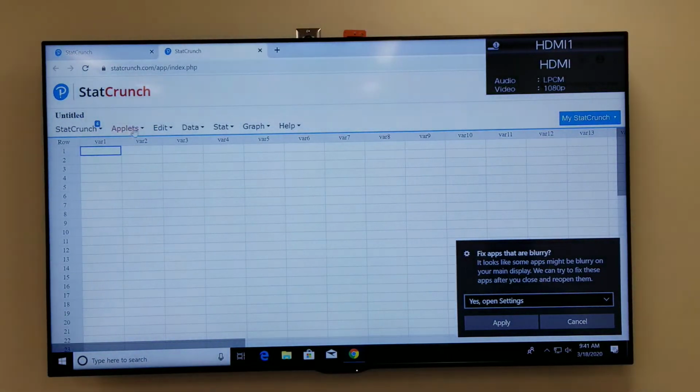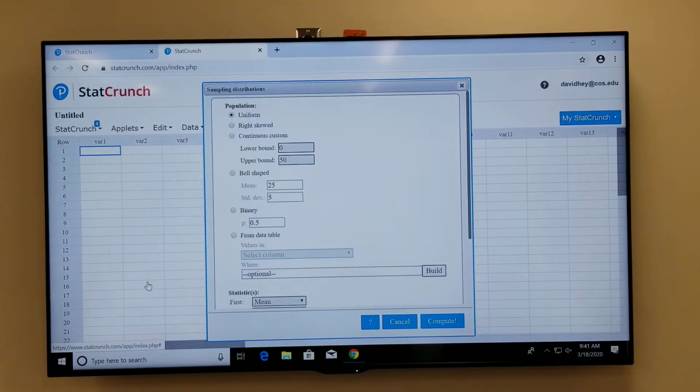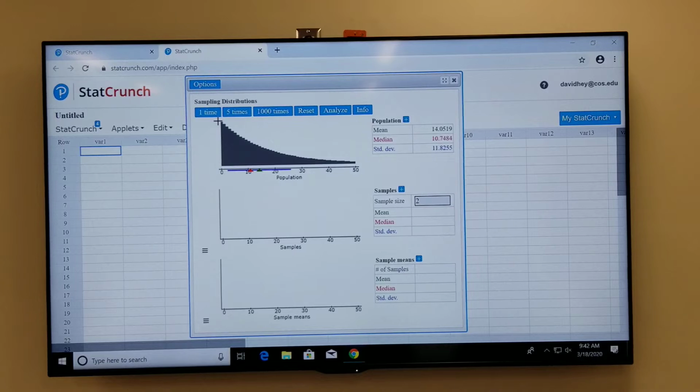Okay, so again, we're going to go to applets, sampling distributions. And the problem says, suppose that you have data that is skewed right. So we're going to have data that's skewed right. I'm going to click on that distribution and say compute. So you get this distribution that's skewed right to begin with. For part A, we want to simulate taking samples of size 4. So I'm going to simulate taking samples of size 4.